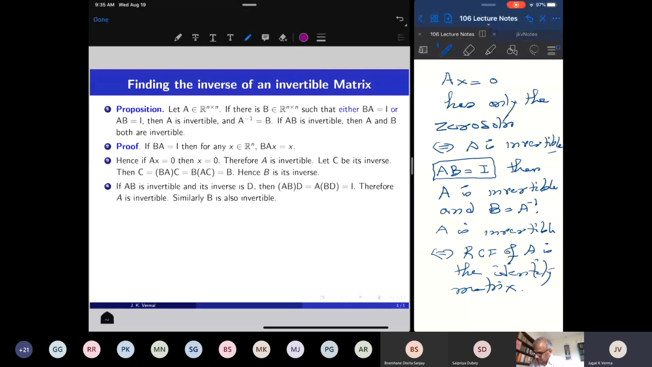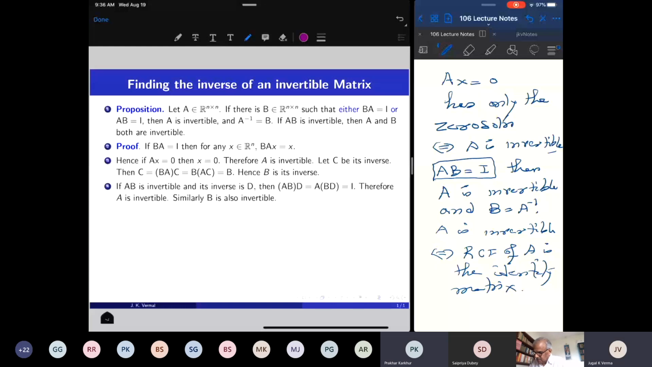If AB is invertible and its inverse is D. Yeah. Is there a question? Somebody has a question? Yeah.